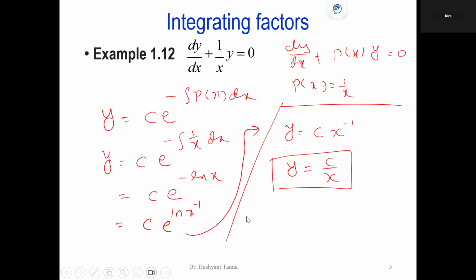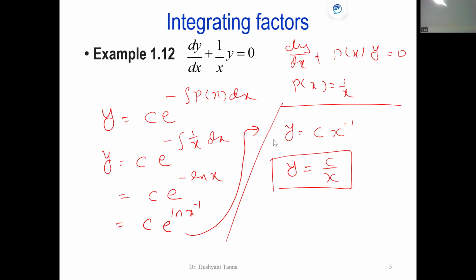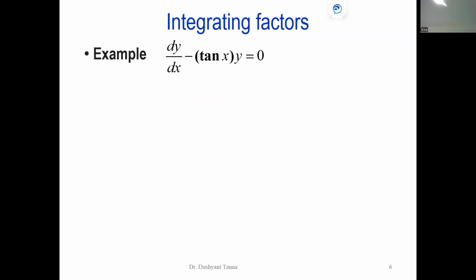Right. Let's look at the next example. Since we cracked the first example, now it's time for us to move to the next example. dy by dx minus 10x times y is equal to 0.